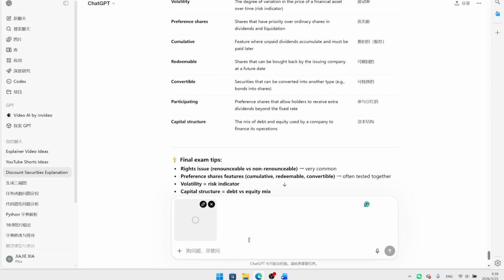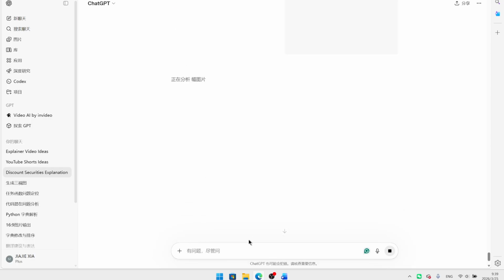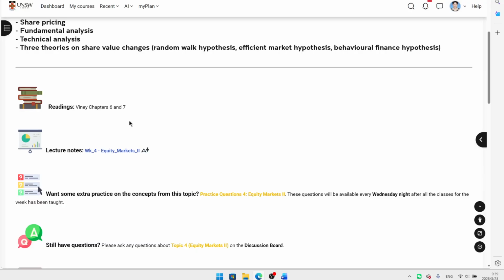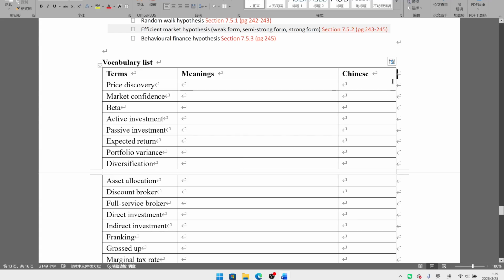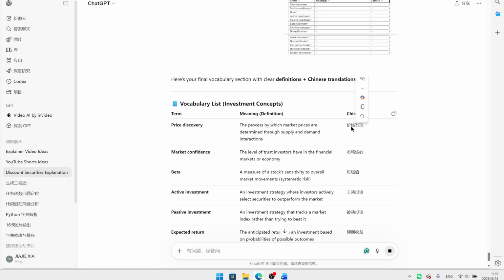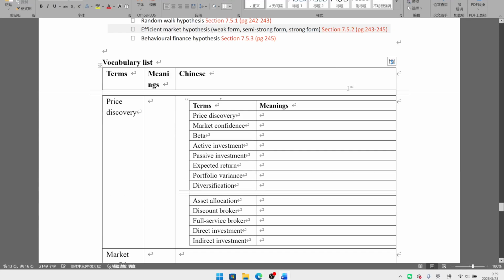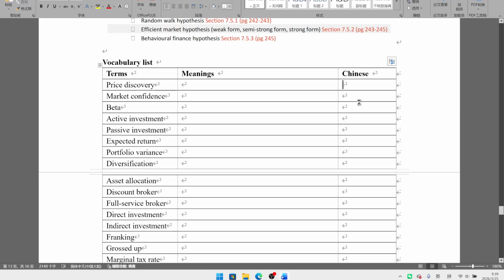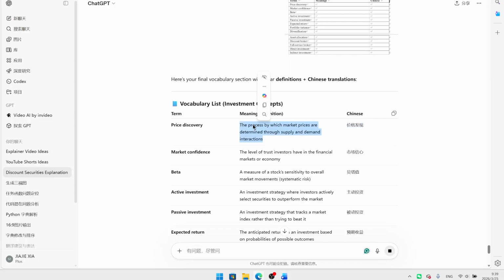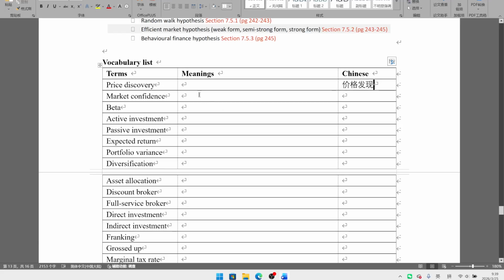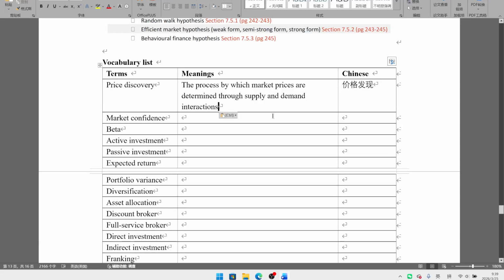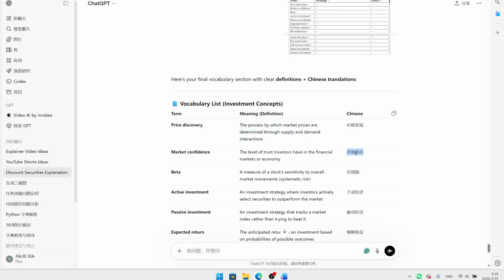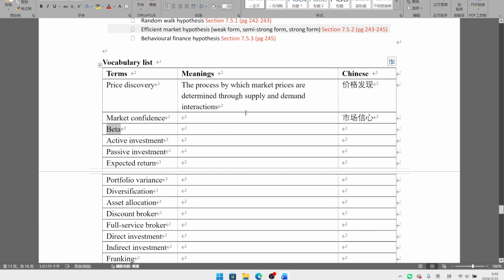So let's go, same method. The first one, price discovery, is the process by which market price is determined by supply and demand interactions. Market confidence is the level of trust investors have in the financial market and economy.